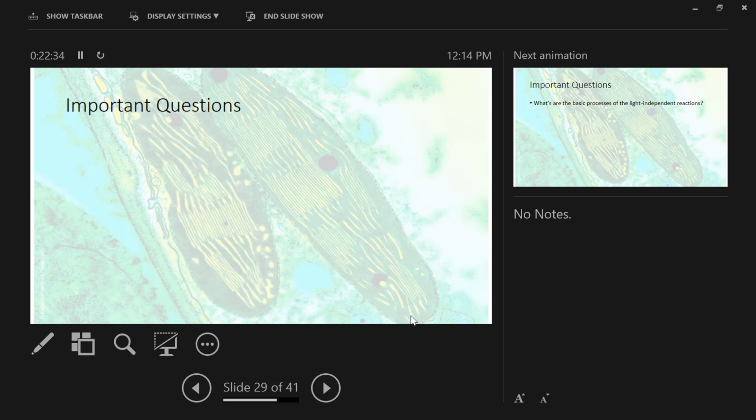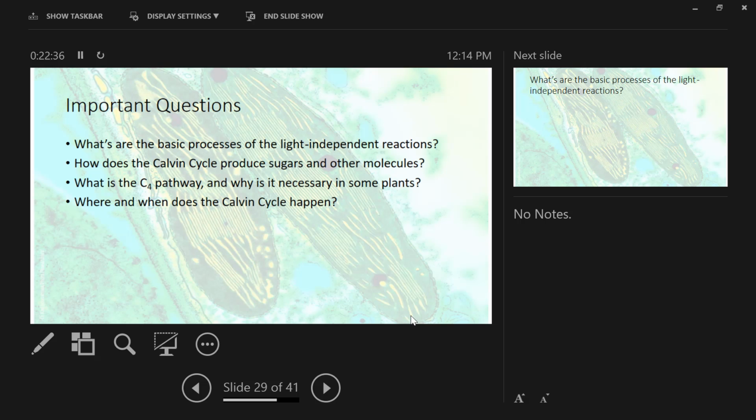All right? So our last 4 important questions deal with the light-independent reactions of photosynthesis. First one, what are the basic processes? Second one, how does the Calvin cycle produce sugars and other molecules? And then the last 2, which your text did not talk about, your quiz did, and we shall. And then we'll finish up and y'all can frolic off into spring break, unless, of course, you have a class after this and you can frolic off to that class or stay in the same room if your next class is in here.